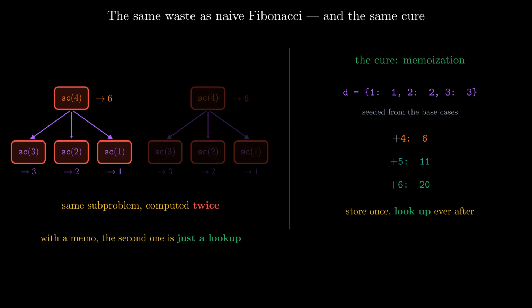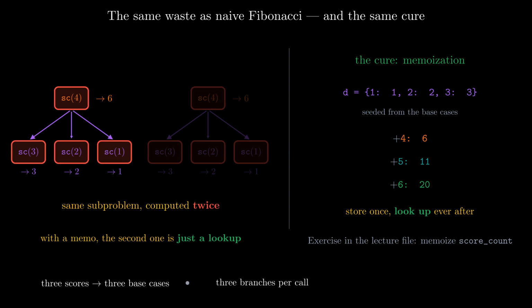The Python file for this lecture leaves that as a take-home exercise. Add a dictionary to score count, exactly as we did for Fibonacci. The pattern travels well beyond basketball. 3 ways to score means 3 base cases and a 3-branch recursive step. The base cases feed the recursion, the code stays short and clean, and the memo makes it fast.